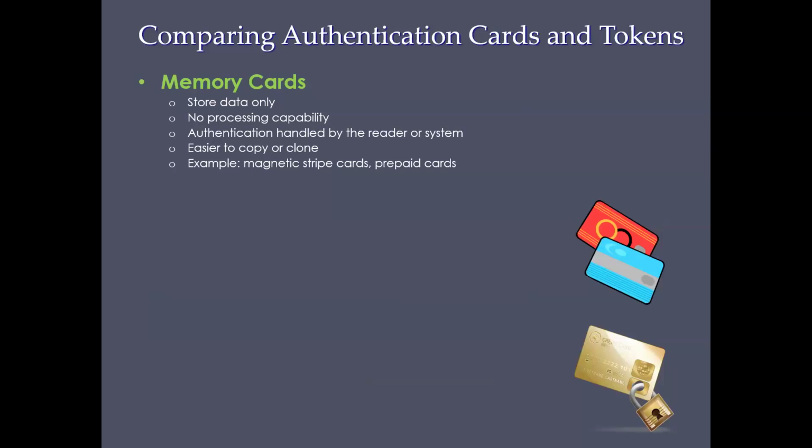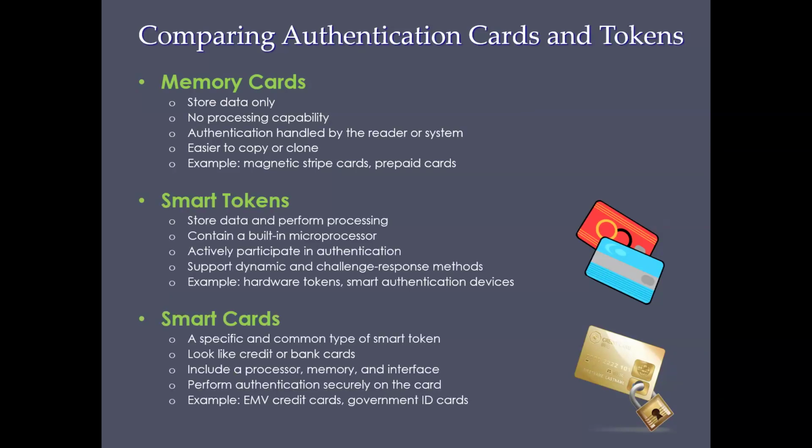So just a comparison, we have memory cards, we have smart tokens, and we have smart cards. Really, smart cards and smart tokens are under the same umbrella. The difference is that memory cards only store data, right? They have no way to process. There are no processing capabilities, and authentication is handled by the reader or the system, not the card itself, okay? So it is the physical system that will grant you access. The problem with that is it's easier to clone, copy, or tamper with. Those are like prepaid cards or magnetic stripe cards.